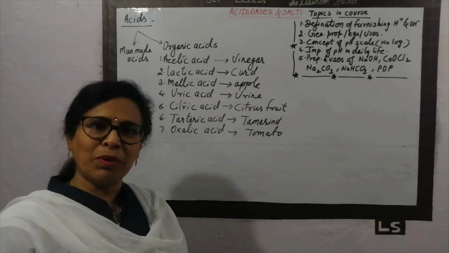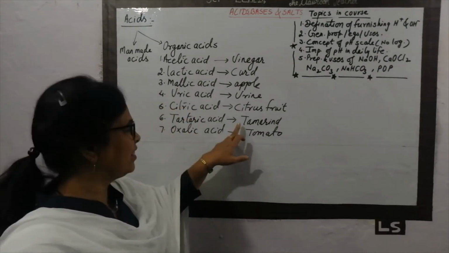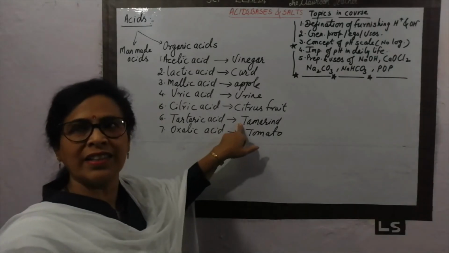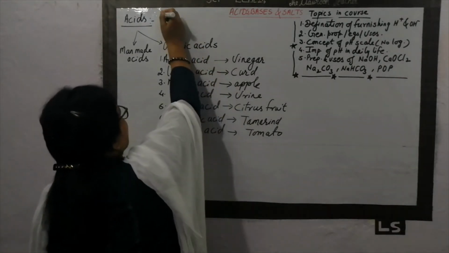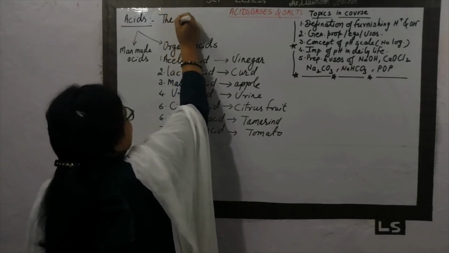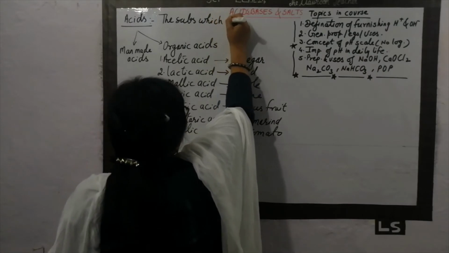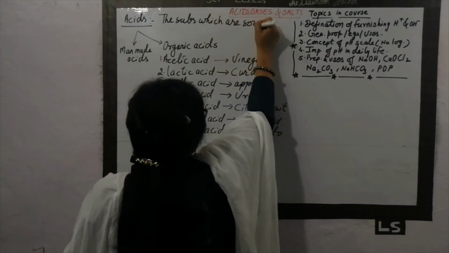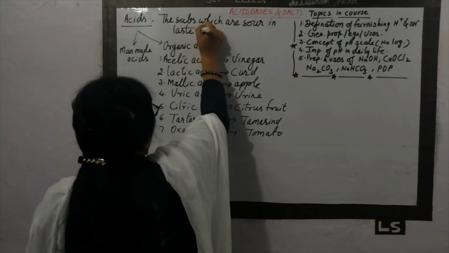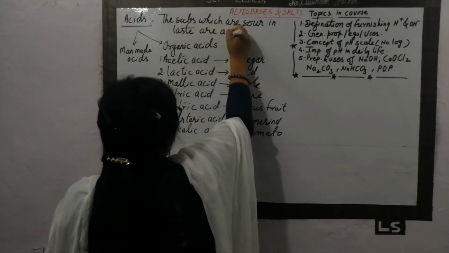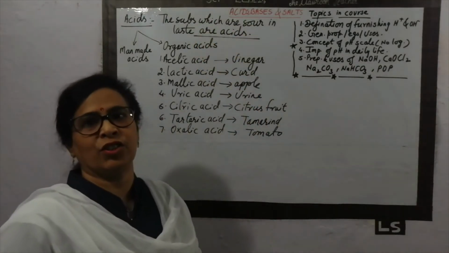Remember, what is common between all these acids? Tomato, it is sour in taste. Tamarind, sour in taste. Citrus fruit, sour in taste. So what is an acid? The substances which are sour in taste are acids. This is a general definition for the acid.